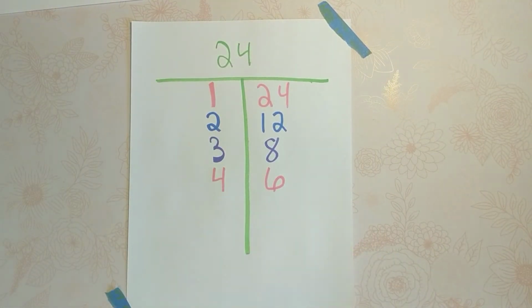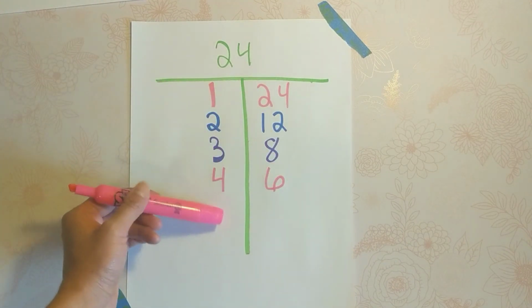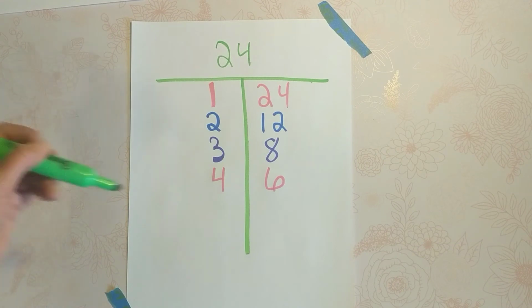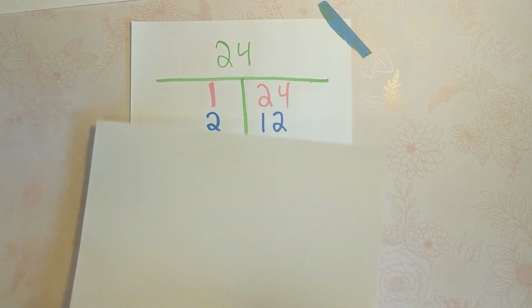We can't stop yet because we don't have a number. The next number we're trying isn't on here. So we have to try our 5s. Once we get to 6, we can stop because there's a 6 there.